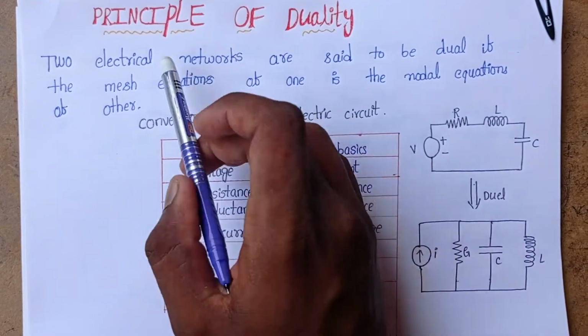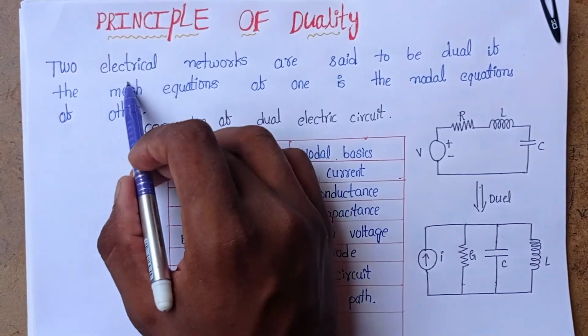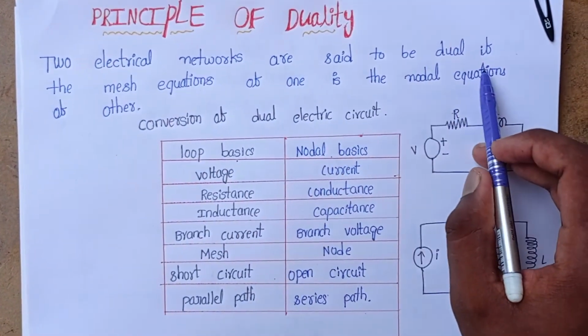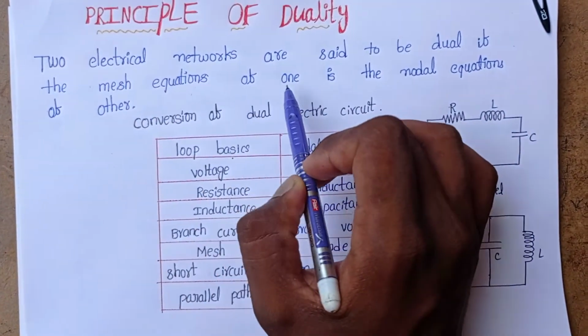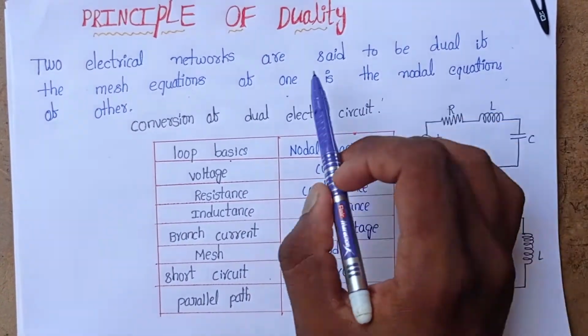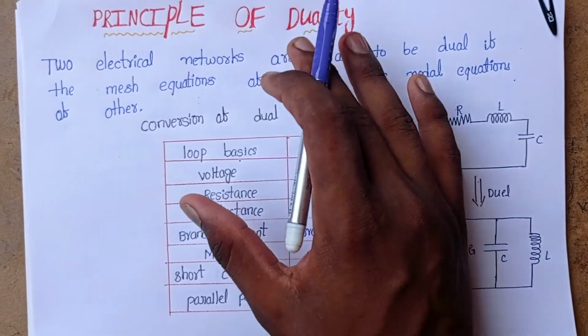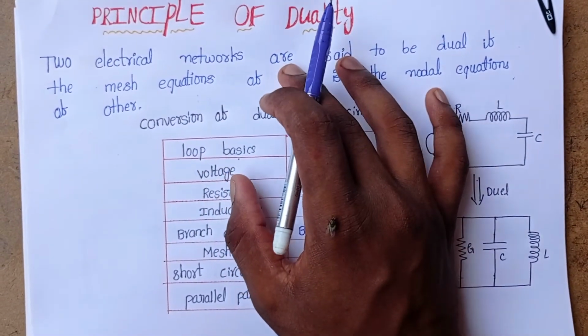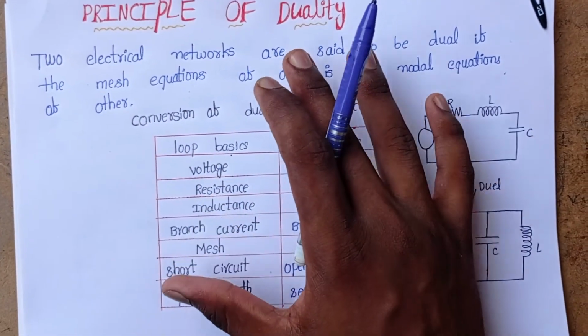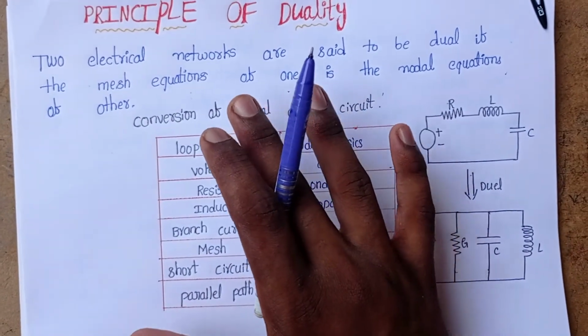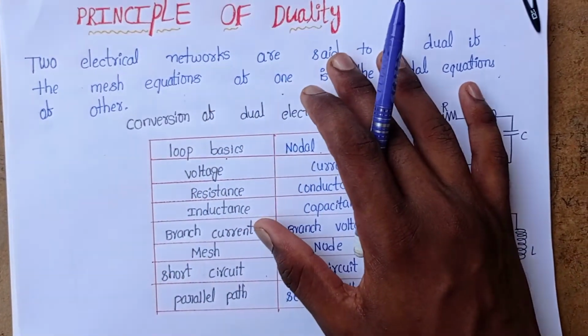That is written here. Two electrical networks are said to be dual if the mesh equations of one are the nodal equations of the other. This is the principle of duality. Now observe, here we have two circuits. The mesh equations of one circuit are equal to the nodal equations of another circuit.